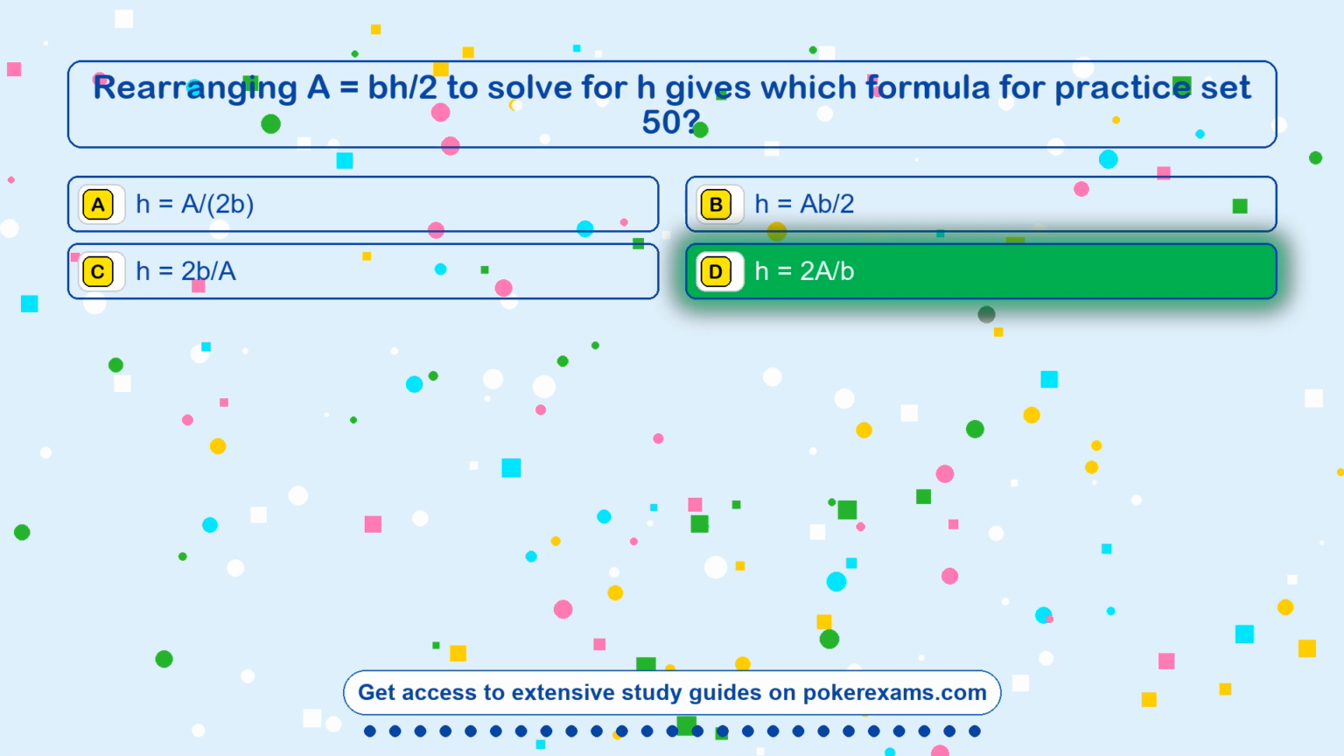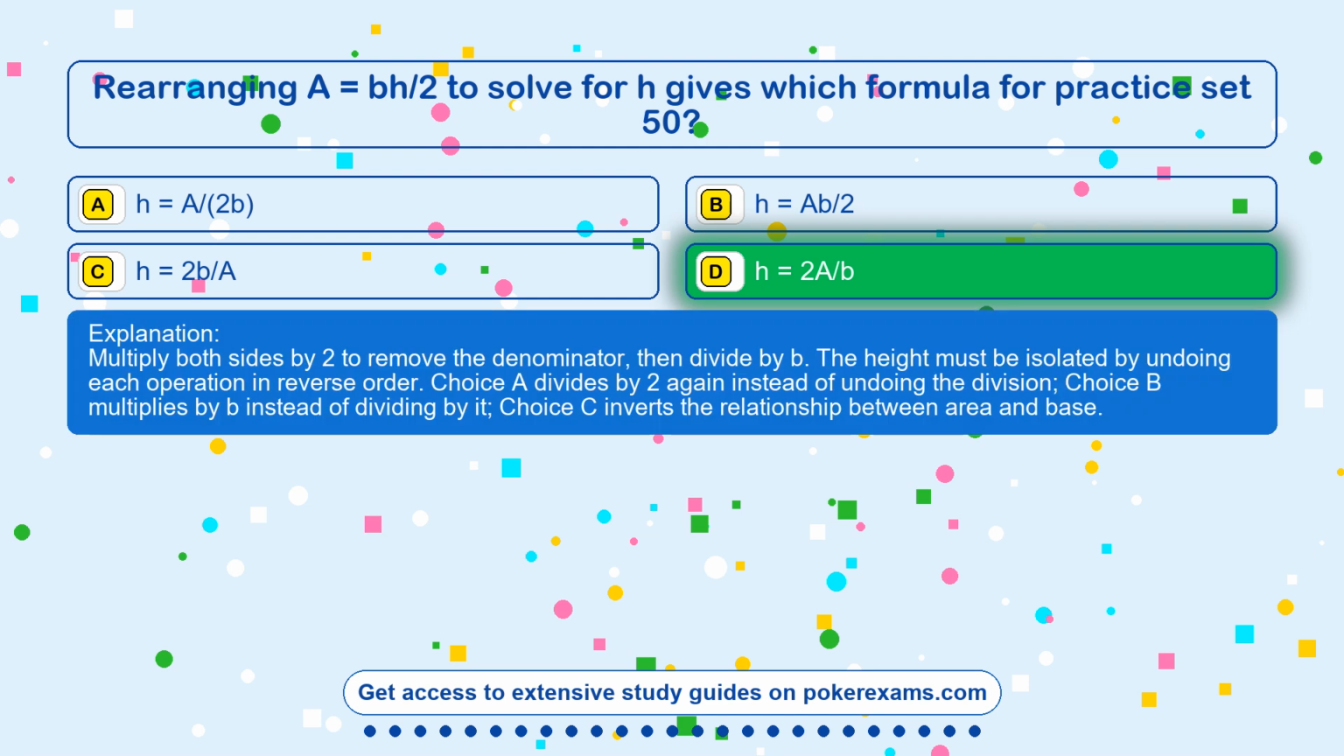The correct answer is option D, h equals 2A/B. Multiply both sides by 2 to remove the denominator, then divide by b. The height must be isolated by undoing each operation in reverse order. Choice A divides by 2 again instead of undoing the division, choice B multiplies by b instead of dividing by it, choice C inverts the relationship between area and base.